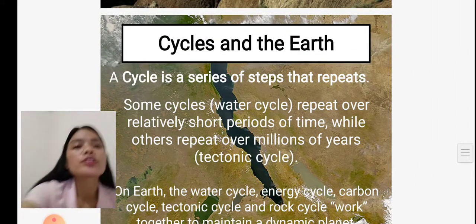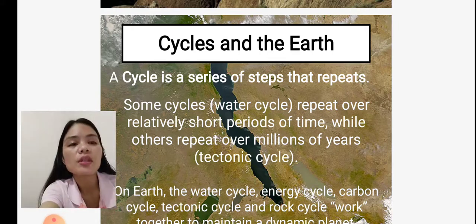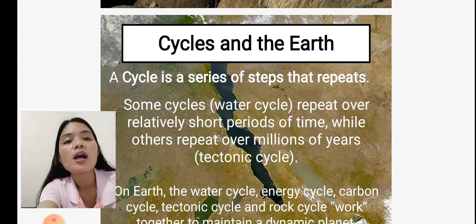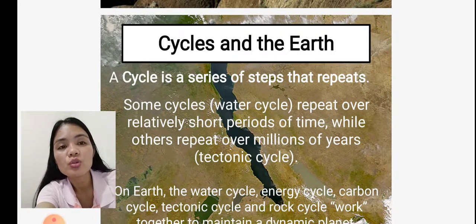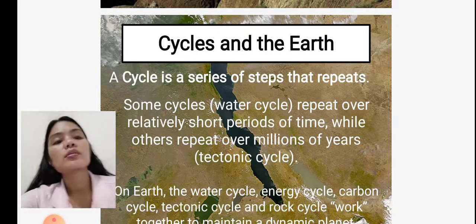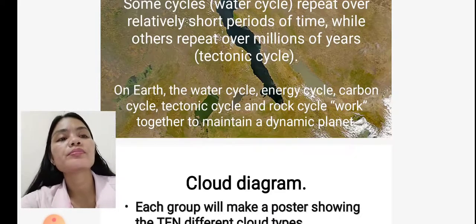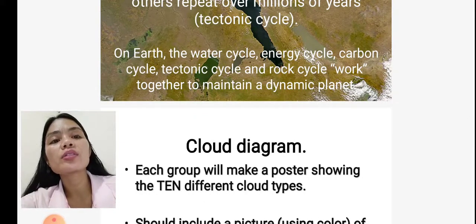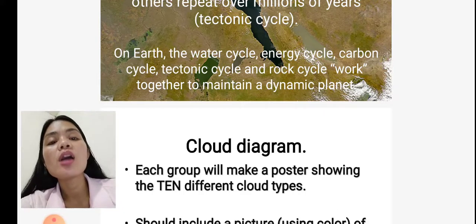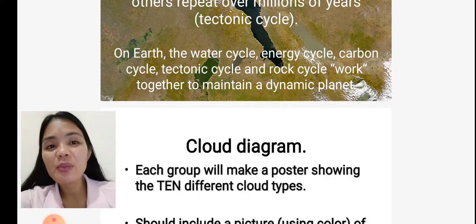Cycles and the earth. A cycle is a series of steps that repeats. Some cycles, like the water cycle, repeat over a relatively short period of time, while others repeat over millions of years, such as the tectonic cycle. So, on Earth, the water cycle, energy cycle, carbon cycle, tectonic cycle, and the rock cycle work together to maintain a dynamic planet. Yung rock cycle, nauna na natin i-discuss.